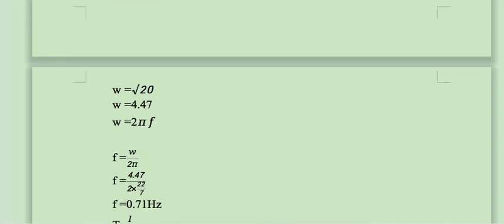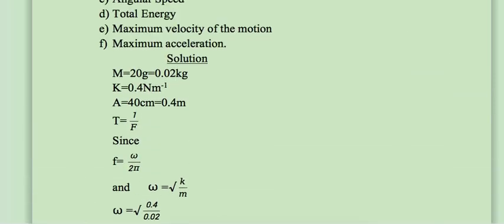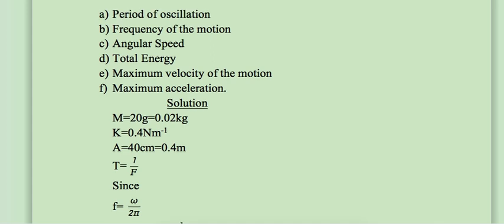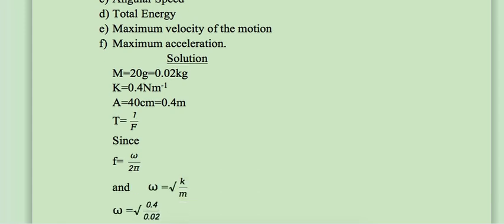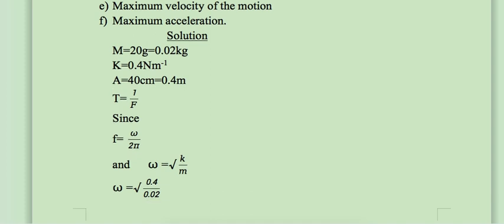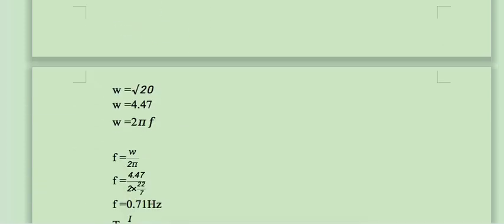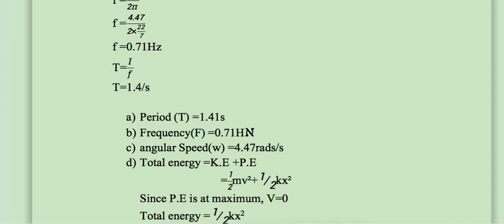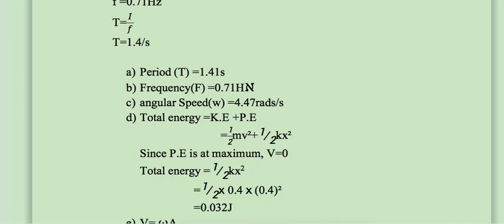Really, from what we have done now, we have solved almost 3 questions from the question given to us. We have been able to obtain the frequency, the angular speed, which is also known as the angular velocity, and the period. Now, we have solved 3 questions there. Then it is left for us to solve the D question, which is total energy. From law of conservation of energy, total energy is simply equal to potential energy plus kinetic energy.